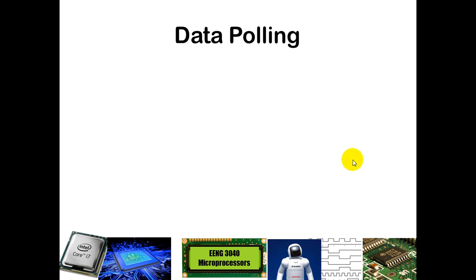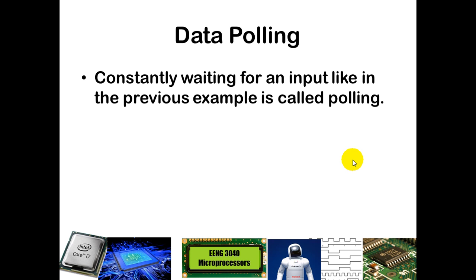So what you're effectively doing here is what's called data polling. Data polling is just constantly waiting for a particular input. You might think about it being a while loop in other programming languages. We don't have while loops here inside of assembly. But basically what you're going to do is a bit test, and if that value is not the value that you're looking for, you simply keep checking, going back and checking again, until you get the desired value, and then you can proceed. So that is called data polling, where you're simply polling one particular port.